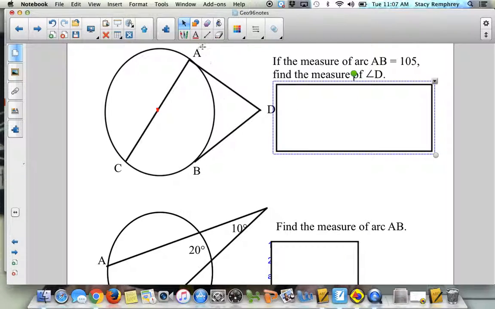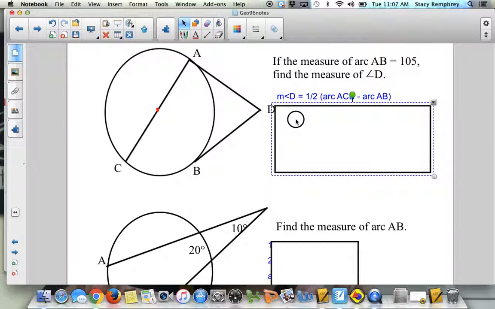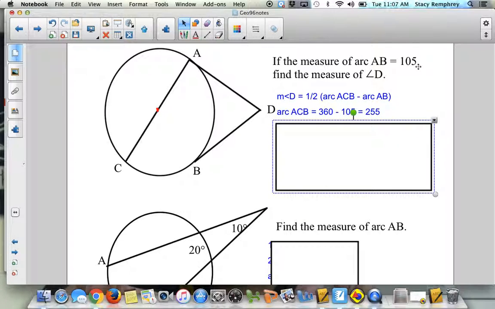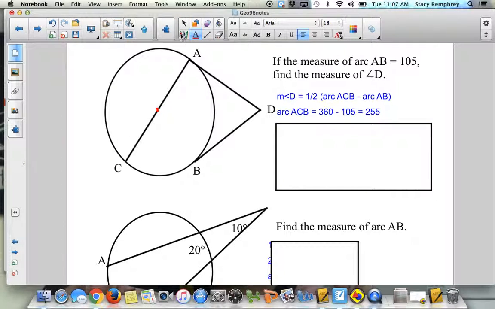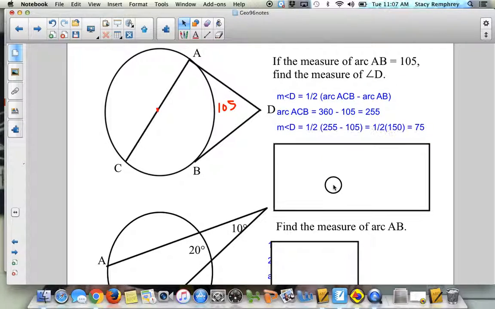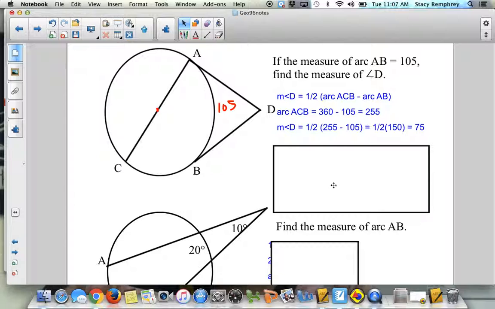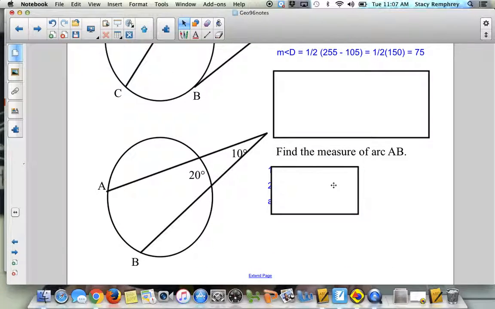Okay, again, here I'm looking at angle D. The points of tangency are where the arc breaks up. I was told AB right here equals 105. That was given. And I see that arc AB and arc ACB make an entire circle. So to find arc ACB, the major arc, I just subtracted. And that's how I got angle D.